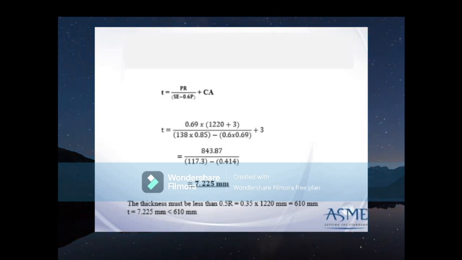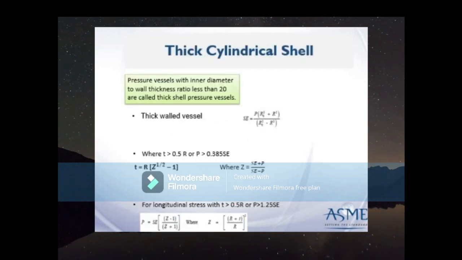To solve this problem, we should use this formula: T equals P times R divided by S times E minus 0.6 times P, plus corrosion. The thickness must be less than 0.5 R, equals 0.5 times 1,220 millimeters, equals 610 millimeters. The answer is 7.225 millimeters, where T equals 7.225 millimeters, which is less than 610 millimeters.